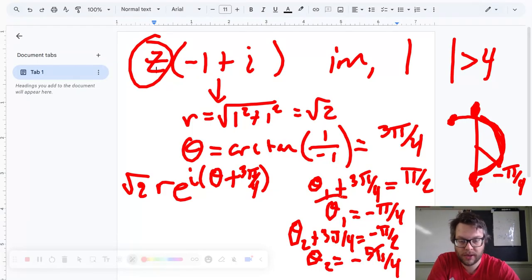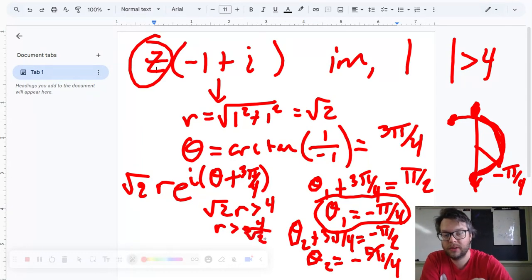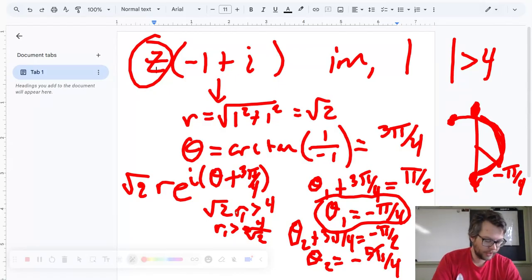If I do theta 1, then I need to have my modulus greater than 4. So root 2 r greater than 4. r is greater than 4 over root 2, or 2 root 2 if you want to simplify that. So that's r 1. On the other one, same idea. Same for r 1 and r 2. All right. Let me know if you have any questions. Happy to help out.